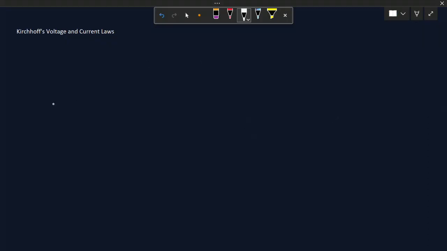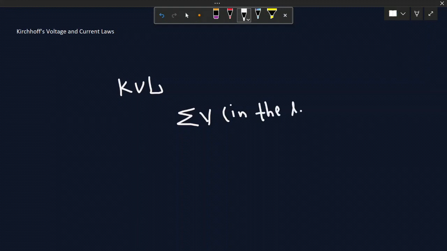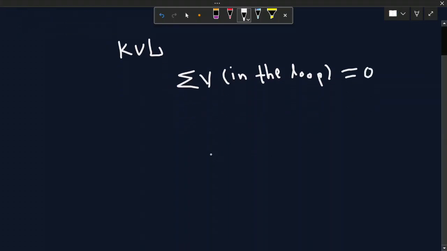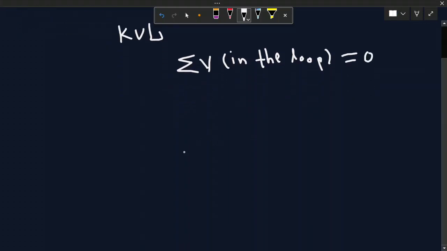So first, I consider KVL, Kirchhoff's voltage law. This law is nothing but simply the summation of voltage in the loop that is equal to 0. So we will understand this by a simple circuit.